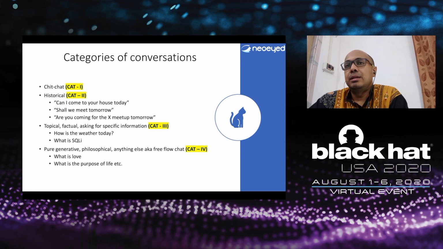Historical data means something I have spoken or told, or a conversation I have had in this context, and the same kind of question was asked to me again. So maybe something like, can I come to your house today, or shall we meet tomorrow? Something which has already been discussed, or is in a specific context. Okay, fine, I'm going to this hackathon, are you coming to join me? Something like that. Now, that's called category 2.